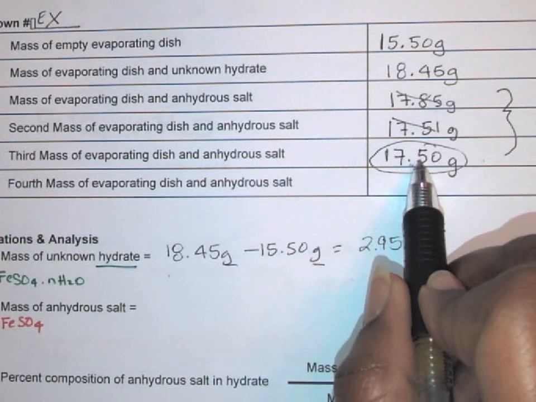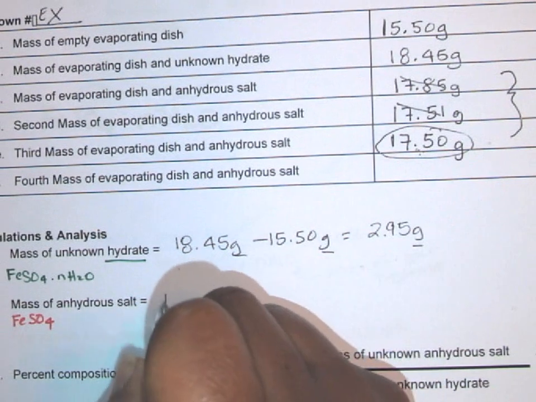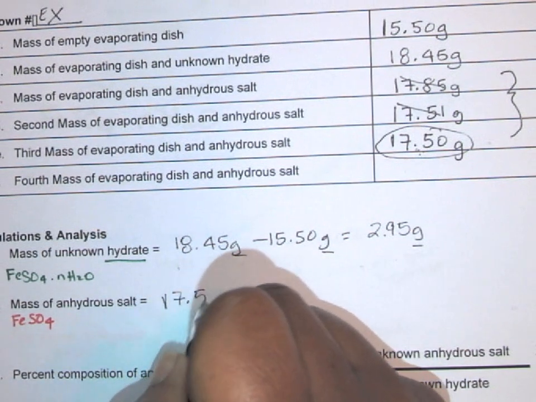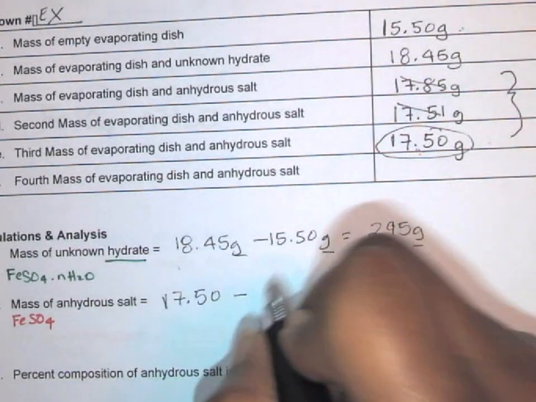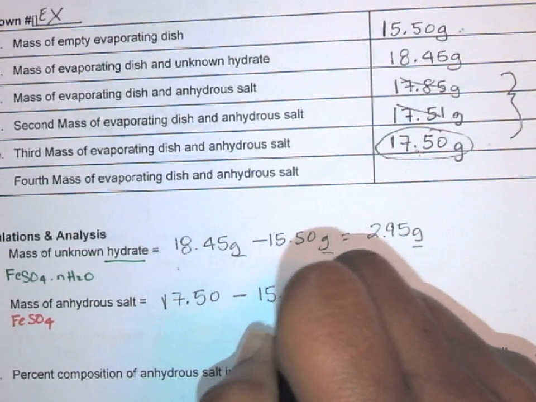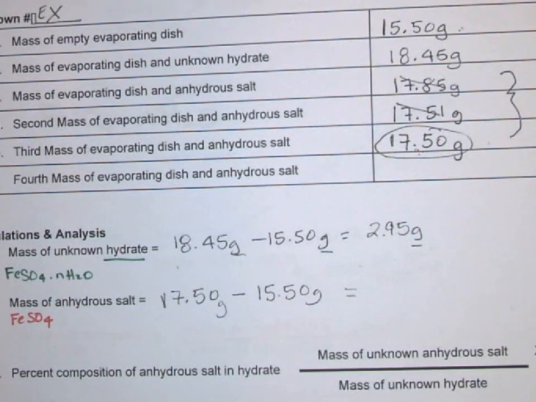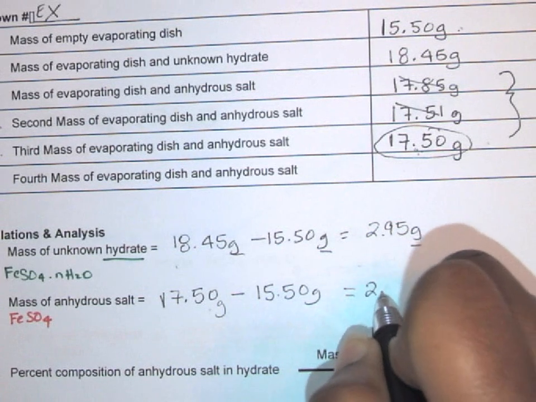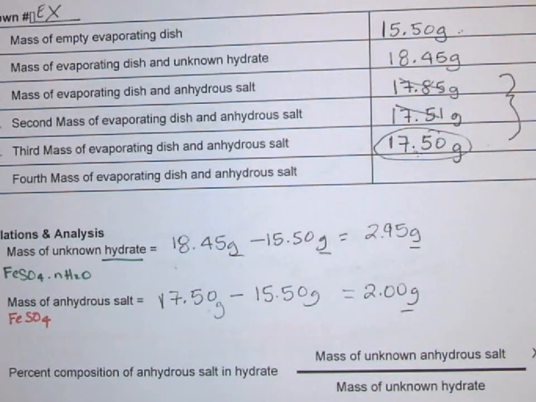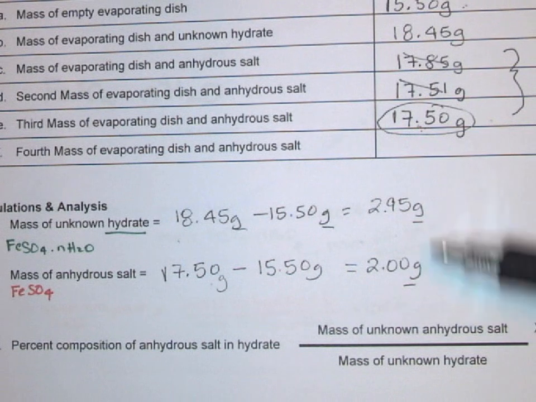I'm going to use that as the mass of the evaporating dish and my anhydrous salt. From that, I'm going to subtract the mass of the empty evaporating dish because I don't want that part in my mass. So I do my math here, 17.50 minus 15.50, and that gives me 2.00 grams.